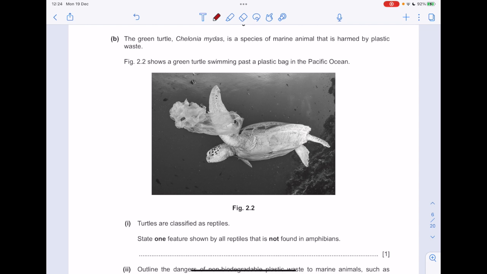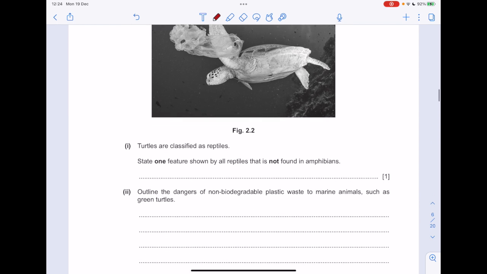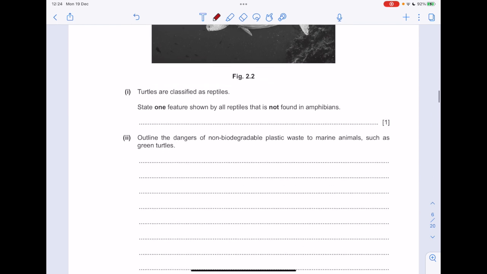The green turtle is a species of marine animal that is harmed by plastic waste. Figure 2.2 shows a green turtle swimming past a plastic bag in the Pacific Ocean. Turtles are classified as reptiles. State one feature shown by all reptiles that is not found in amphibians. Reptiles have scaly skin.